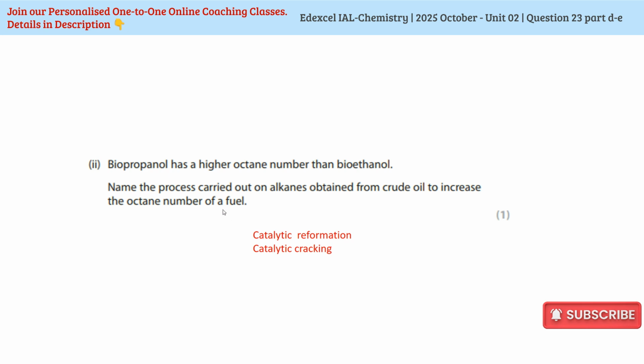If it is a high molecular weight compound, we can use catalytic cracking to increase the octane number. And if it is a simple cyclic molecule or an isomer which is having a poor octane number, to improve that, we can use catalytic reforming. So the answer would be catalytic reforming or catalytic cracking, as the type of alkanes that we have to work with is not specified.